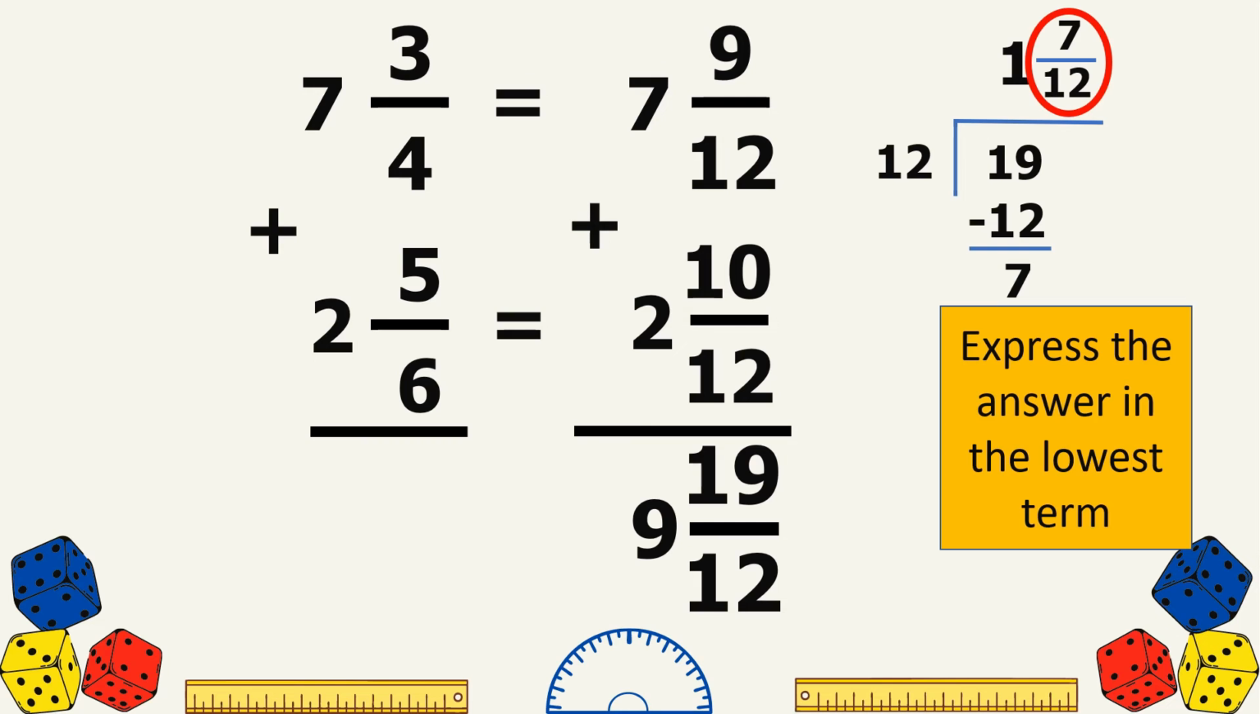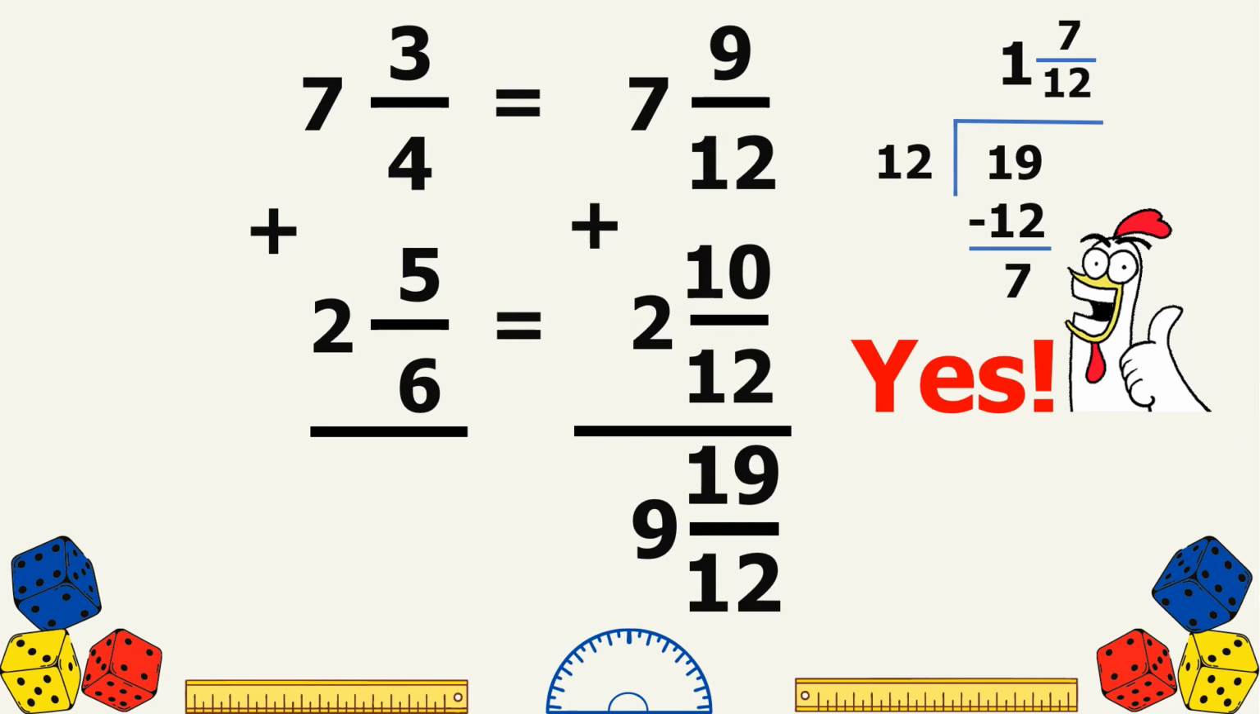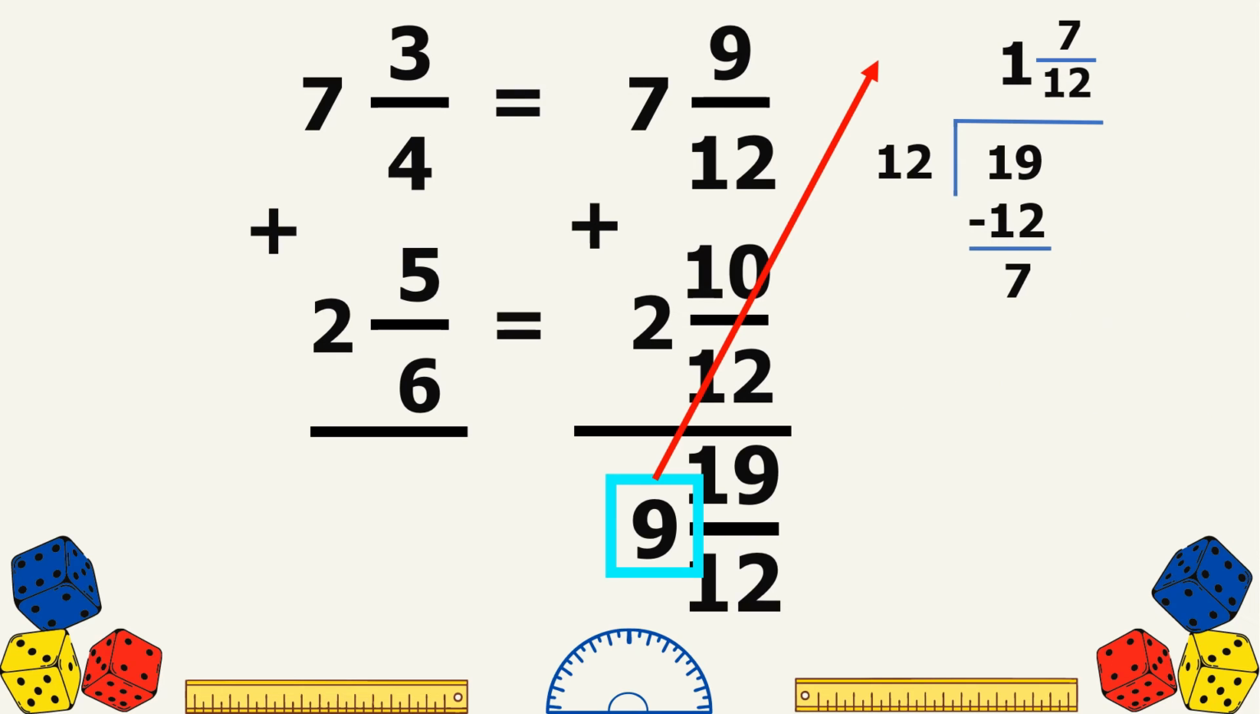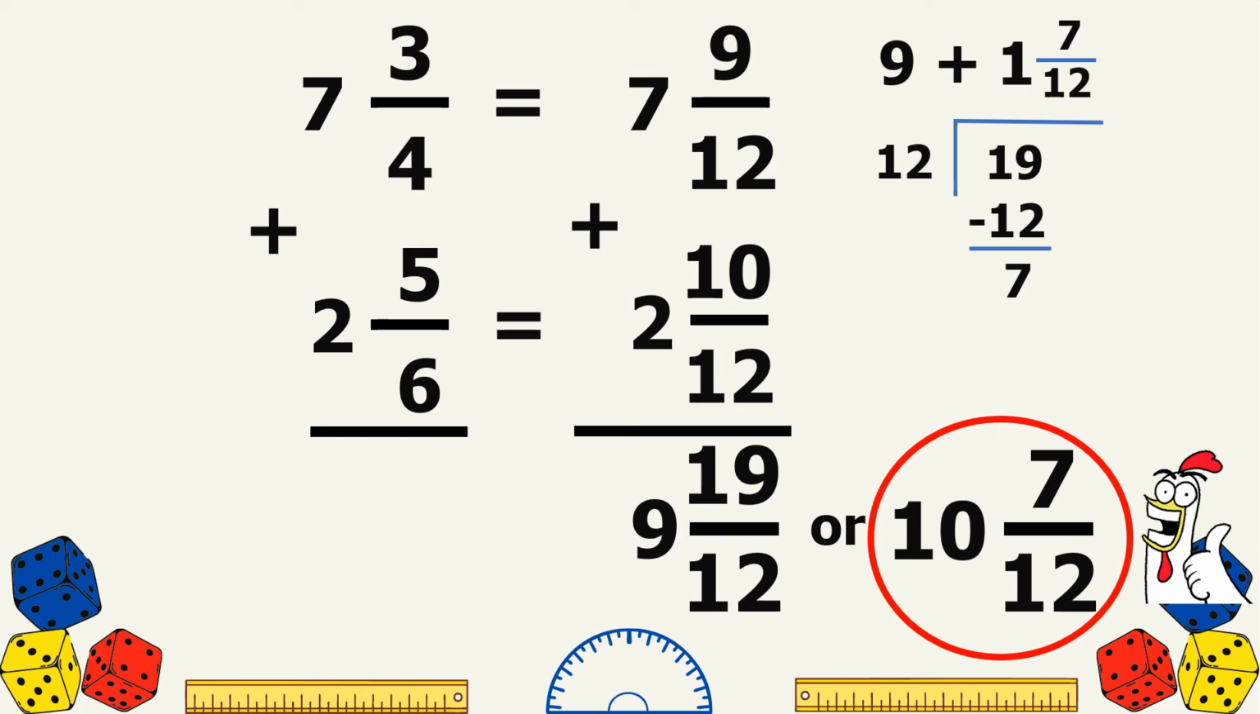So we have to express the fraction in the lowest term. So let's see if the GCF of 7 and 12 is 1. And yes, the GCF of 7 and 12 is 1. So 7 over 12 is already in the lowest term. Then let's add the whole numbers, 9 and 1, and that makes 10. Then let's copy the fraction 7 over 12. So the answer is 10 and 7/12.